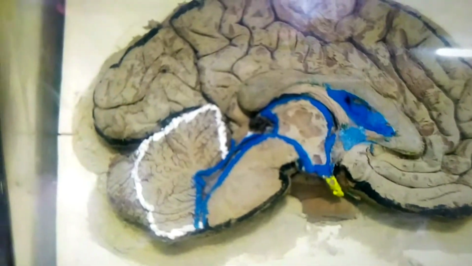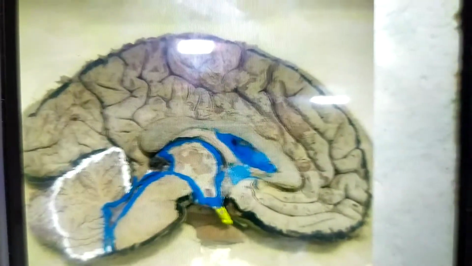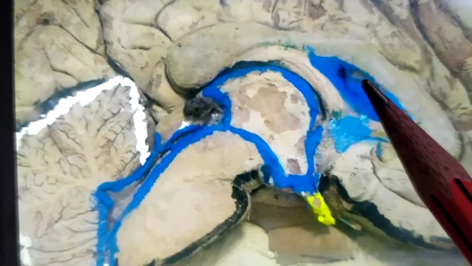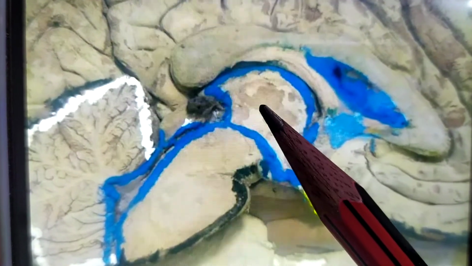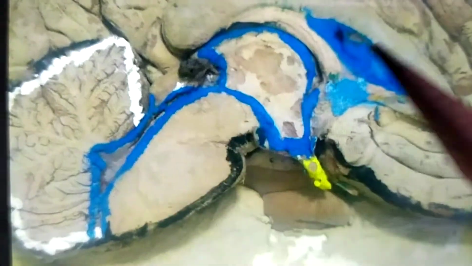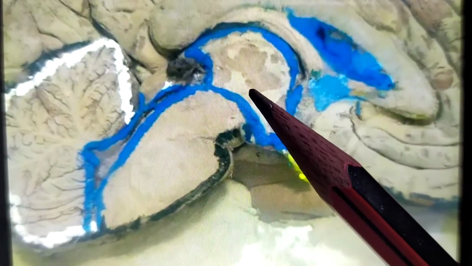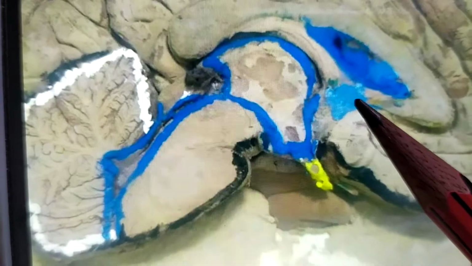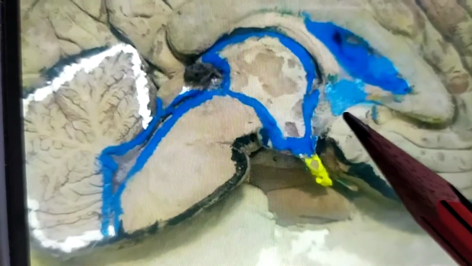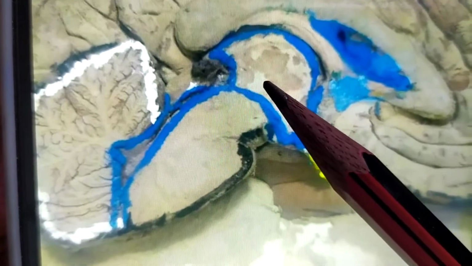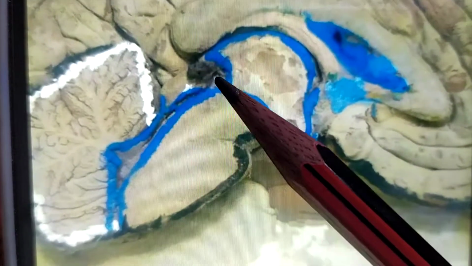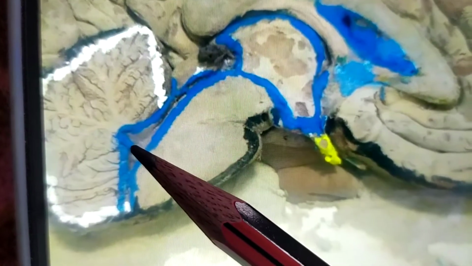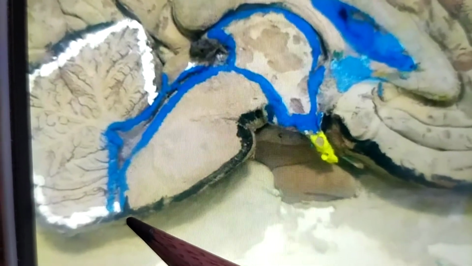So this is the specimen showing you the ventricular system, whereby this system consists of the lateral ventricle, the third ventricle and the fourth ventricle. The lateral ventricle and the third ventricle are connected by means of the interventricular foramen of Monro, which is represented by light blue color. The third ventricle is connected to the fourth ventricle by means of an aqueduct, the cerebral aqueduct of Sylvius. The fourth ventricle then continues with the central canal of the spinal cord.